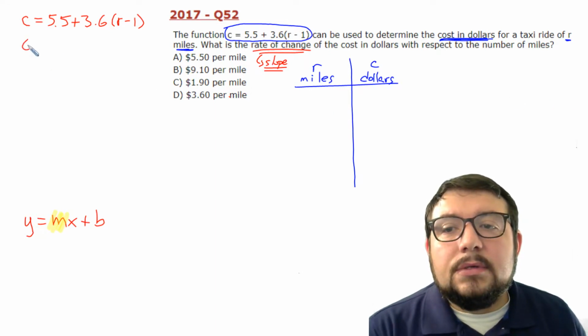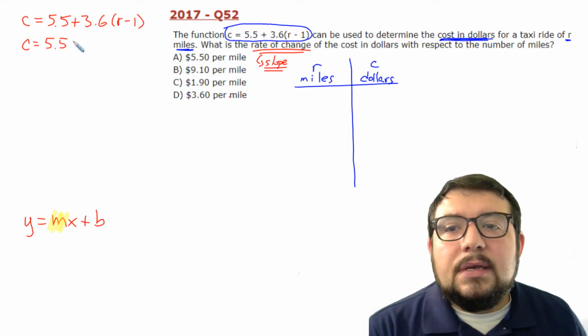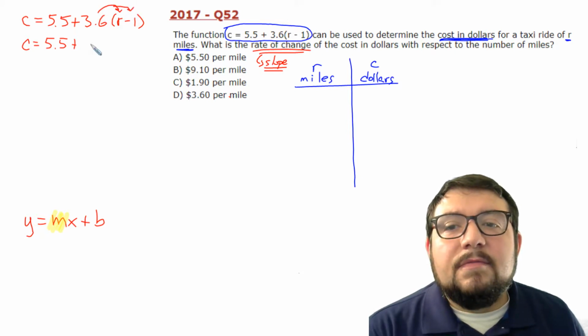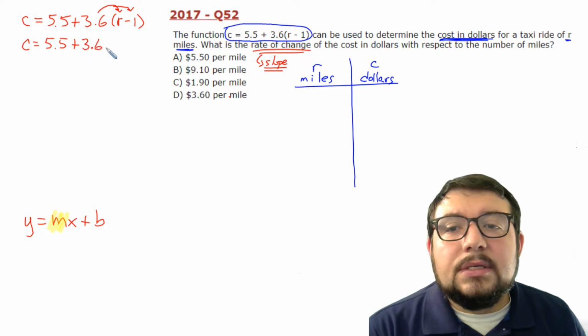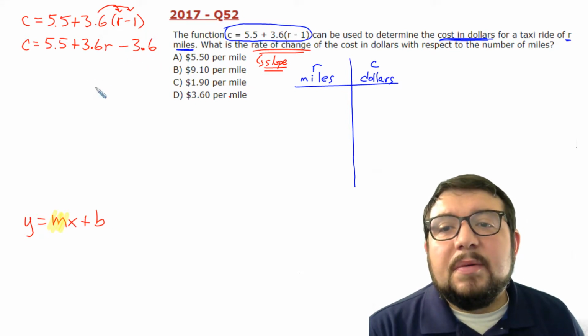So C equals 5.5. In y equals mx plus b, I don't have any parentheses, so the first thing I'm going to do is take the 3.6 and distribute it to get rid of the parentheses. I put 3.6r minus 3.6. Positive times positive makes positive, 3.6 times 1 makes 3.6, and the r comes down. Now I multiply the second term: positive times negative makes negative, and 3.6 times 1 makes 3.6. That's the end of my parentheses.